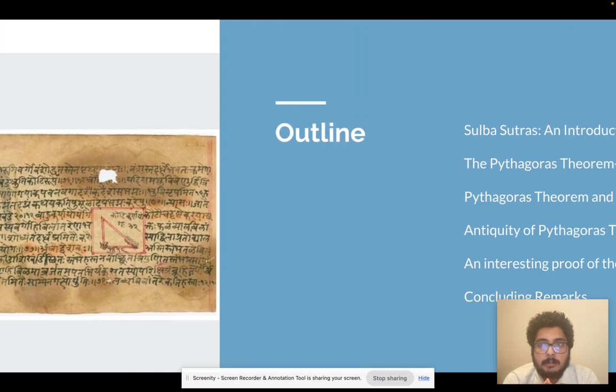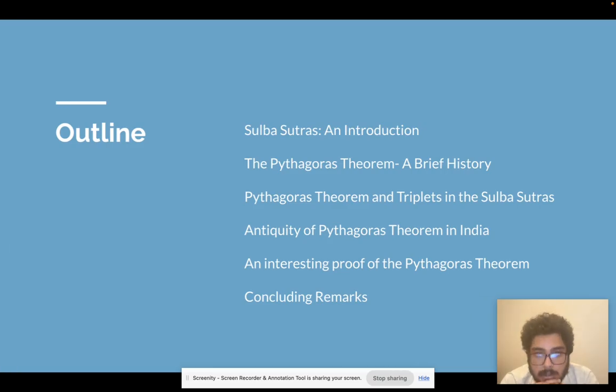So, basically, the outline of this lecture is, we are going to begin with a very brief introduction to the Sulba Sutra, then move on to a brief history of the Pythagoras theorem before Pythagoras was credited with discovering it. Then we will move on to the idea of the Pythagoras theorem and Pythagorean triplets, and how they are present in the Sulba Sutra. Then we will move to the antiquity of the Pythagoras theorem in India. Then we'll move to a very simple and interesting proof of the Pythagoras theorem, which we suppose the men who wrote the Sulba Sutra used. And then we'll have a small conclusion to the video.